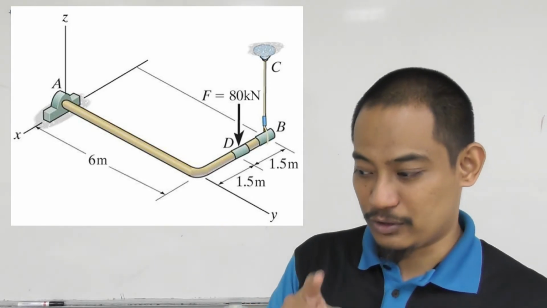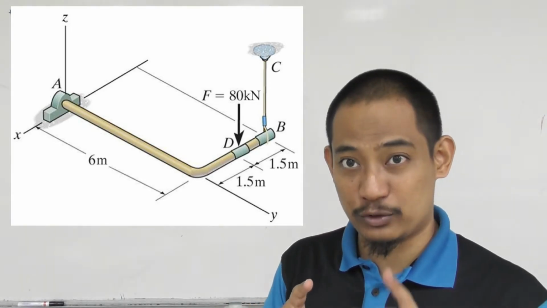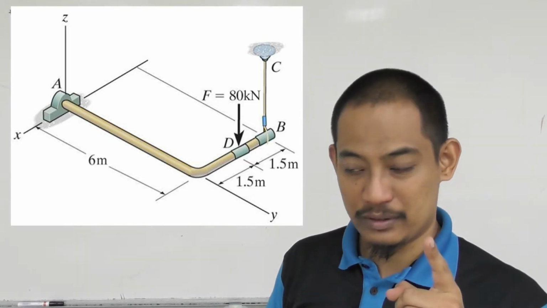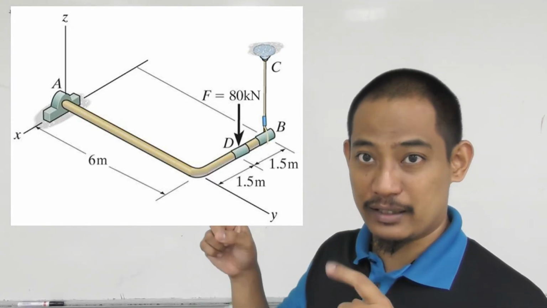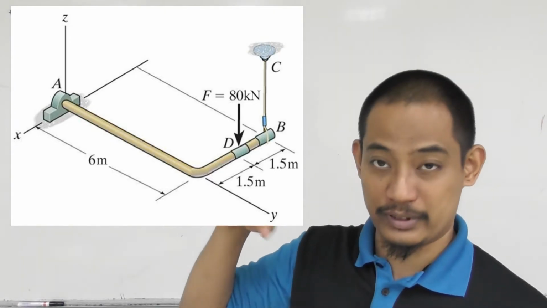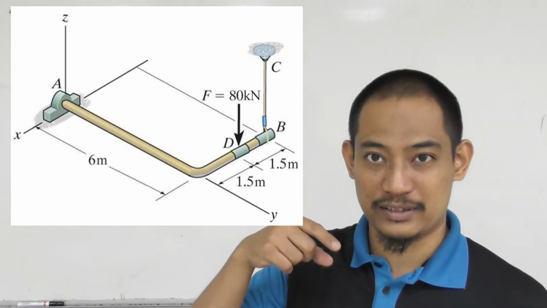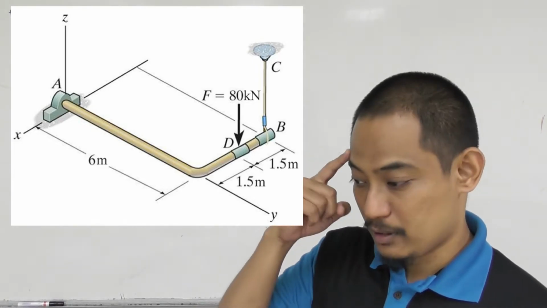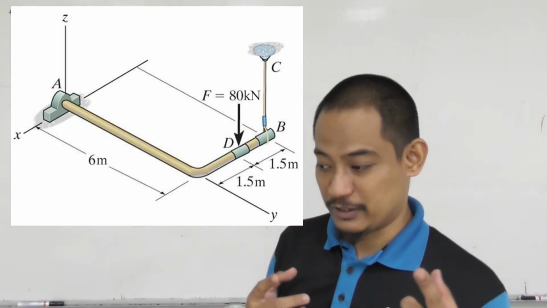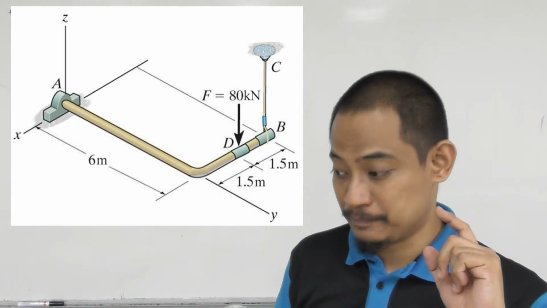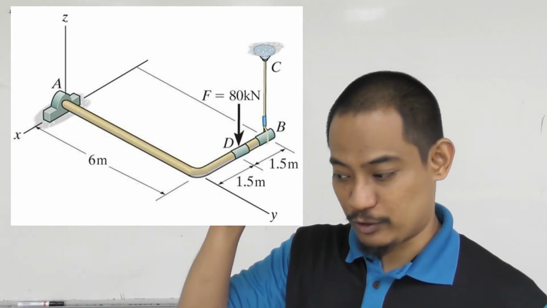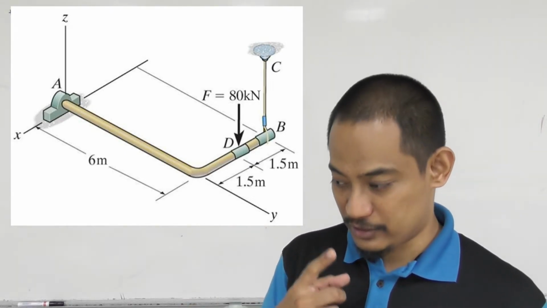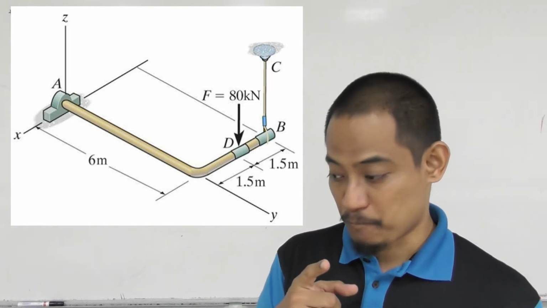And also the rod is supported by two things. One is the thrust bearing at A. Second is cable BC. You can see at the end there's a cable BC going up there. And it is subjected to a force of 80 kilonewton downwards, as shown in the diagram. So that's basically the question. Given is thrust bearing at A, cable BC, and force 80 kilonewton downwards. The question is to find the reaction at the thrust bearing A and also cable BC.